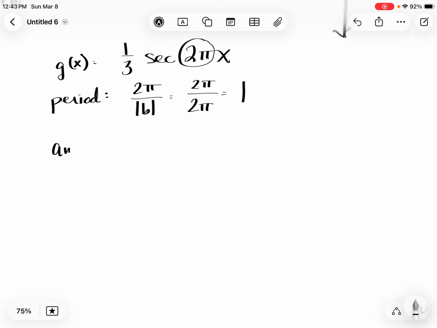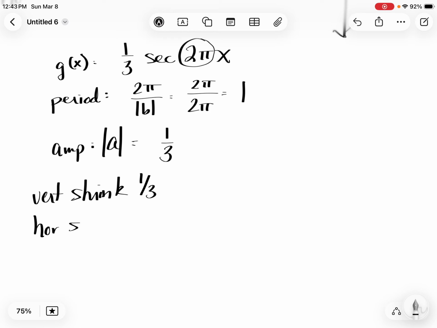Your amp is whatever is in the A spot, and that's going to be 1/3. Then as far as your transformations, you have a vertical shrink of 1/3, and you have a horizontal shrink of 1 over 2 pi. Okay, so then you flip that over. Don't forget to reciprocate that.